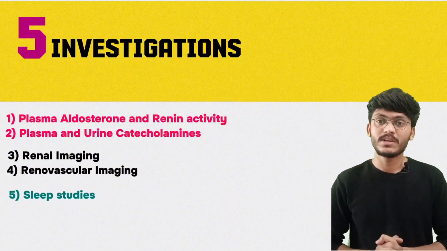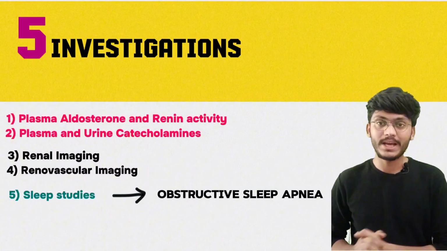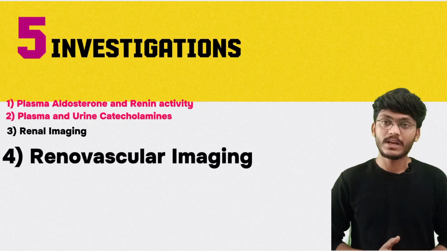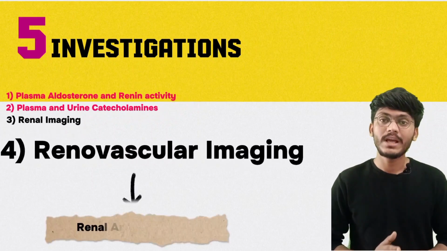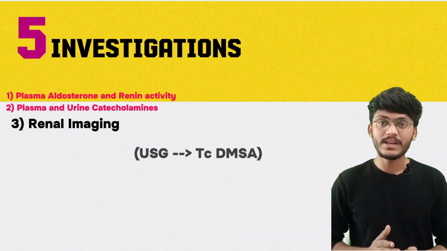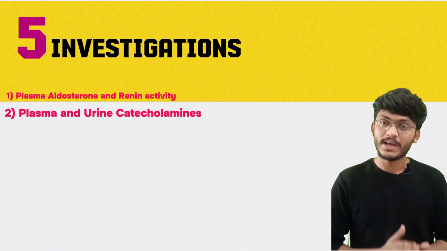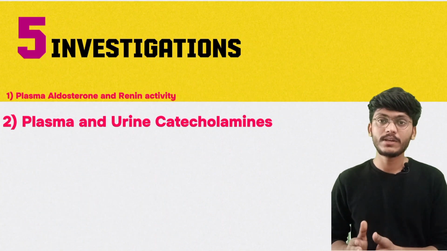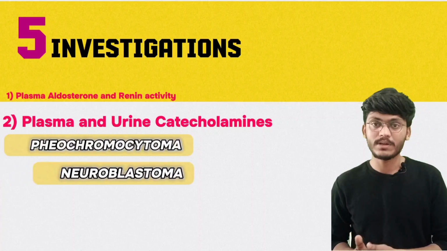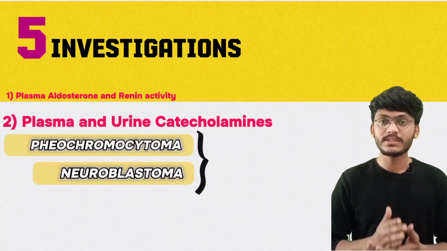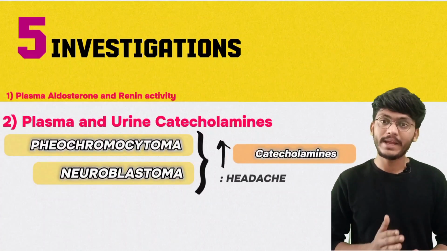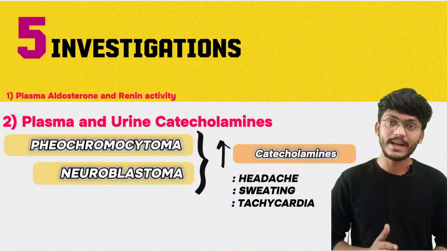By doing sleep studies, we are trying to rule out obstructive sleep apnea as a cause of secondary hypertension. And by doing renovascular imaging, we are trying to rule out renal artery stenosis. By doing renal imaging, we are trying to rule out any abnormalities or scars present on the kidney. Plasma and urine catecholamines should be done to rule out pheochromocytoma and neuroblastoma. Both of these cases have increased catecholamine levels. Because of that, there will be headache, sweating, and tachycardia, a triad of symptoms.